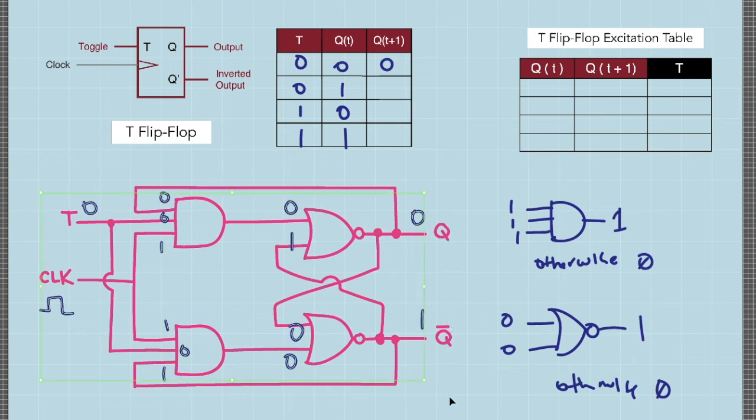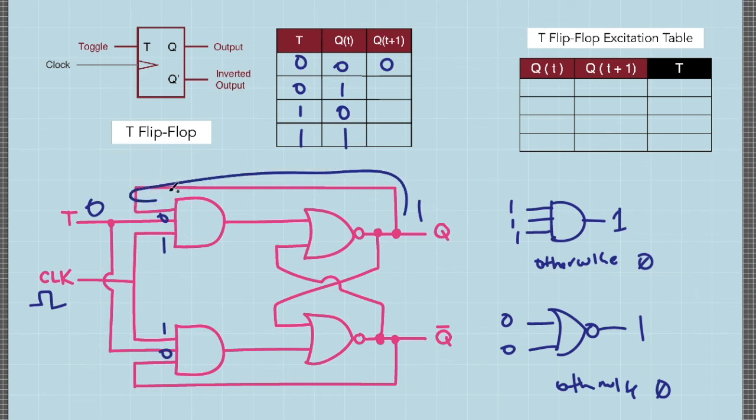Let's consider the next case. The initial value of Q is 1, and we supply the toggle signal with 0. So this is 0, 0, and we have a clock pulse, a positive edge clock pulse, which means that both of these inputs are in logic 1. And this 1 here will be transmitted to this input. Since we have a value of 0 here, the output here will be 0. And without knowing the value of this line here, since we already have a 0 here, we are sure that the output of this AND gate will be 0 as well.